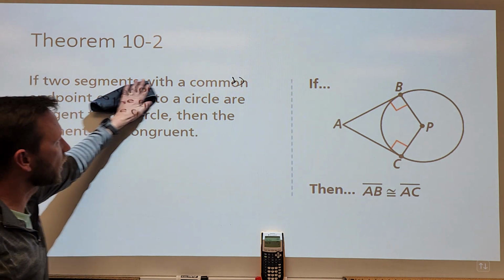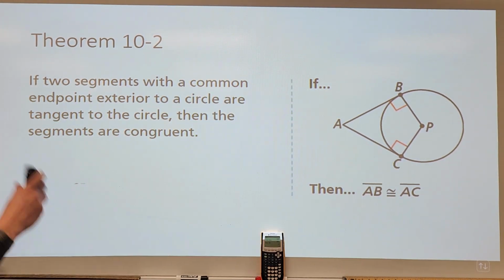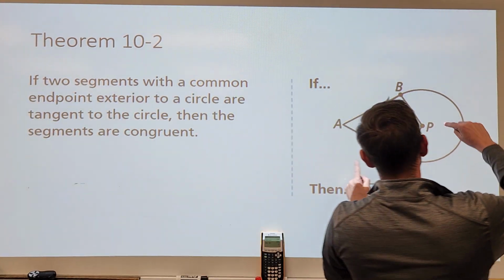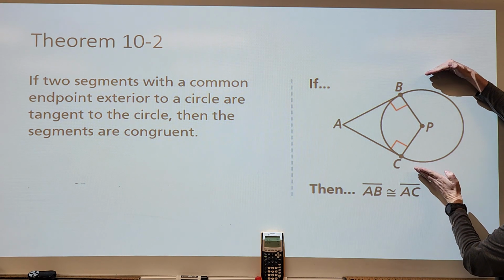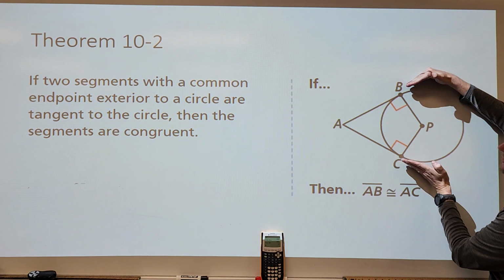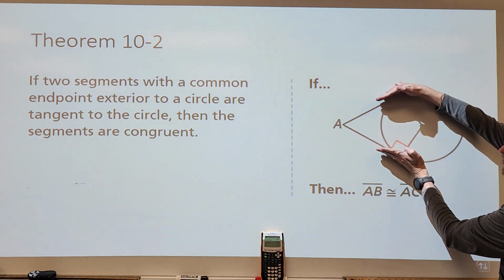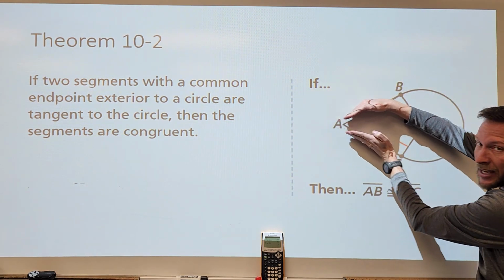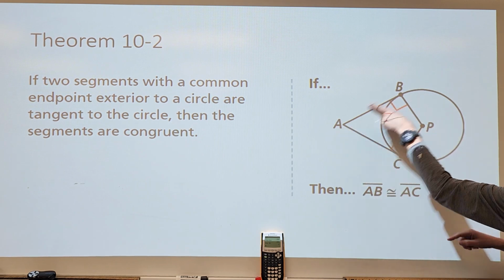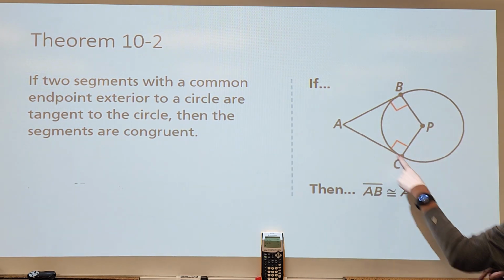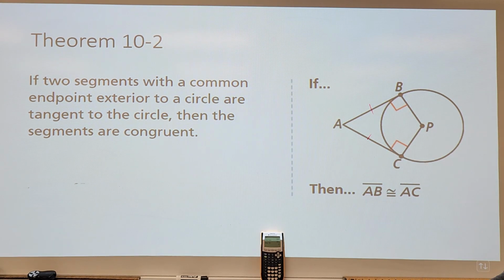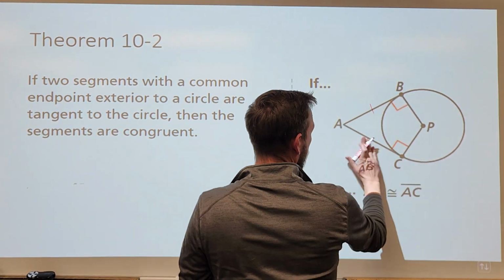All right, theorem 10.2. So that was theorem 10.1, working with right angles. Now theorem 10.2. Basically, this is kind of a neat trick. If we have two segments that meet outside of the circle, and these are tangent segments, then they have to be congruent. So if AB is tangent to circle P and AC is tangent to circle P, then these segments are congruent. And here's the explanation of why.